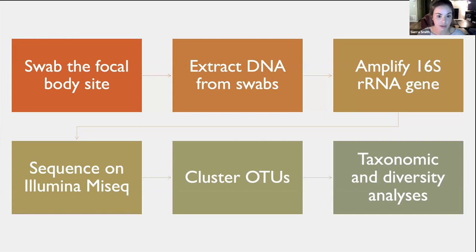And then once you have the DNA amplified, you sequence it on an Illumina MiSeq, which is just a super fancy machine that outputs sequence data. And once you have that sequence data, you cluster sequences into operational taxonomic units, abbreviated OTU. The OTUs are clustered based on sequence similarity, so sequences that are more similar are going to be clustered into an OTU. And then that OTU is given a microbial taxonomy. That can give you the taxonomic profile, or the relative abundances of the microbial taxa within each sample, based on the presence or abundance of a certain OTU in a sample. And that can allow you to do diversity analyses.